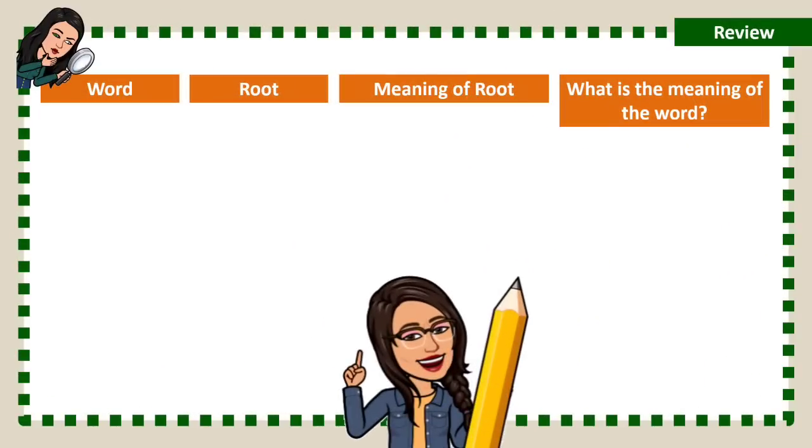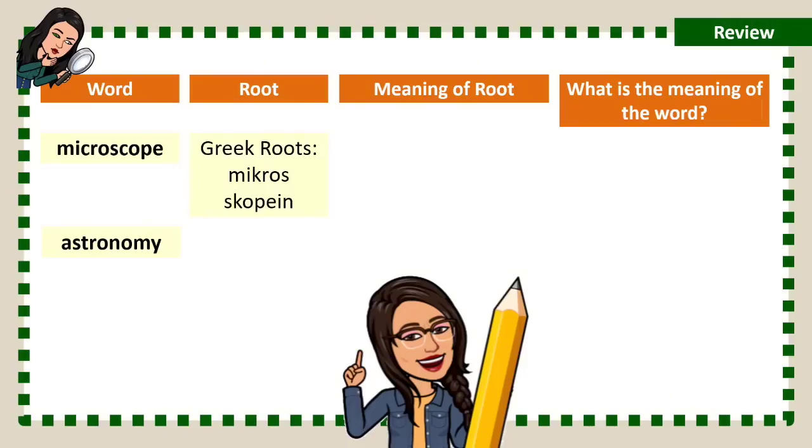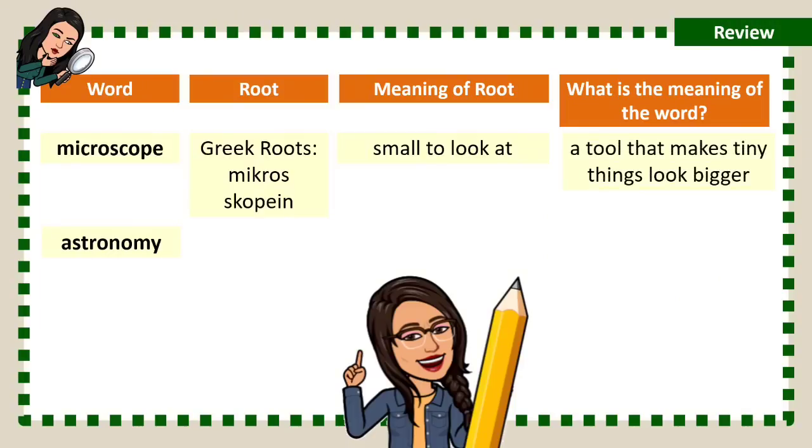Let's continue with 2 more words. We have microscope, astronomy. Now, microscope is from Greek roots microskopion, which means small to look at. What is the meaning of the word microscope? Microscope is a tool that makes tiny things look bigger.